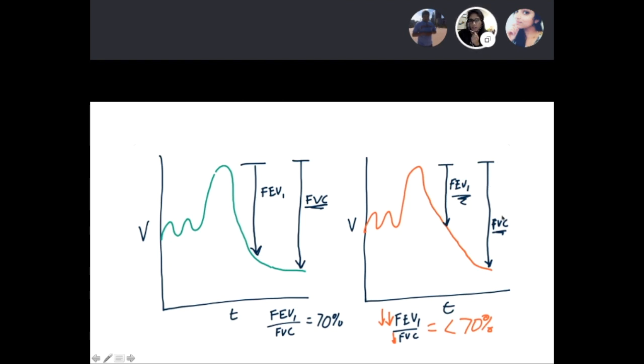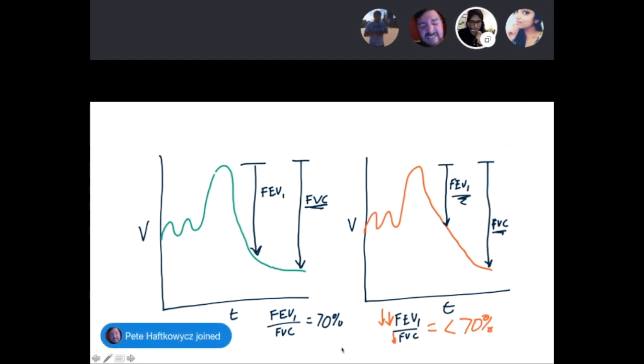So if you were to compare this as a ratio, it would be less than 70% because the forced expiration at 1 minute has decreased significantly, and the vital capacity has decreased very minimally. So overall, that's going to give you a less than 70 ratio. Does that make sense? Anybody have questions or anything they want to add?